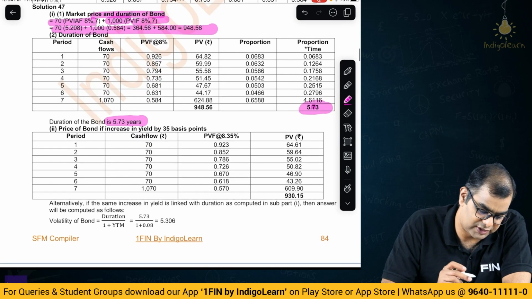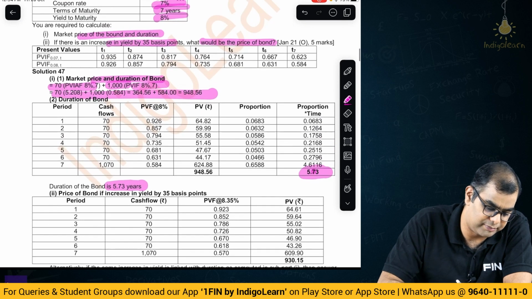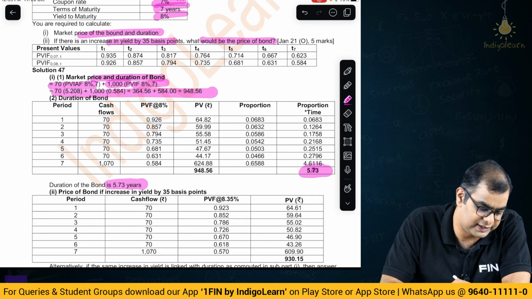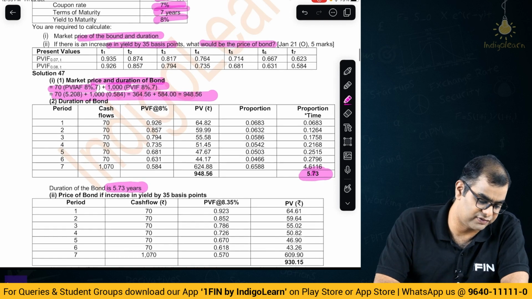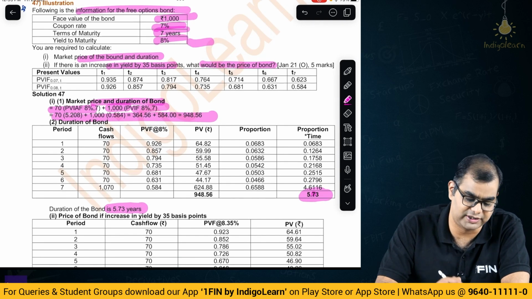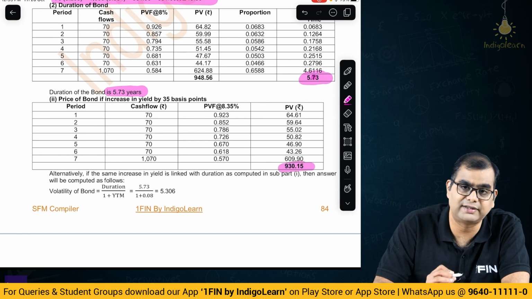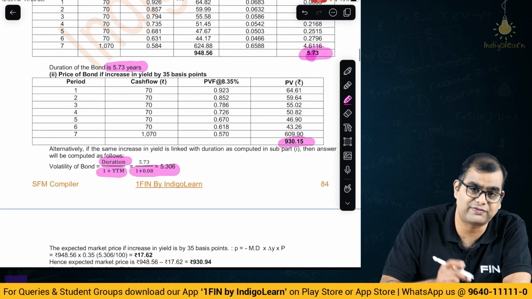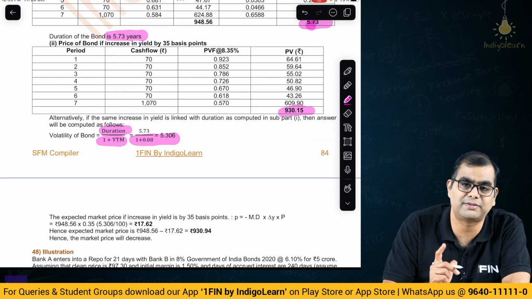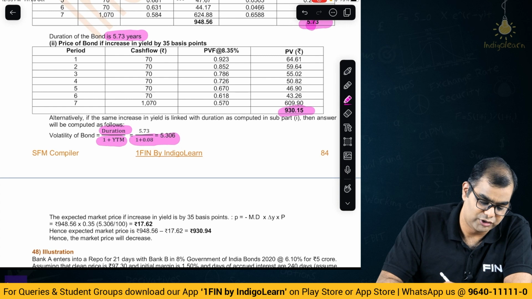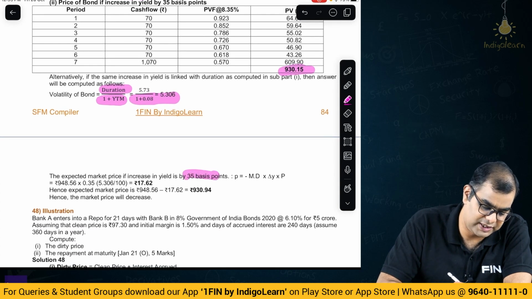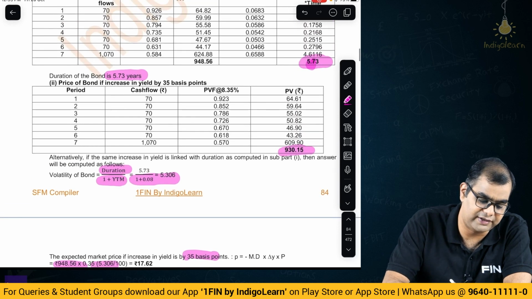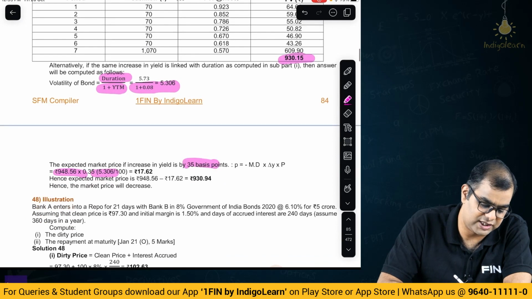So, if you have to compute for 35 basis points, you can do it either by taking the cash flows again at 8.35% instead of 8%, which is the current YTM. Take 8.35, that is one way, in which case you will get 930.15. But if you want to do it using modified duration, which is Macaulay duration by 1 plus YTM, which is 5.73 divided by 1.08, so you get 5.306. 5.306 is the percentage change in the price of the bond for a 1% change in yield. So for a 35 basis points yield change, it will be 0.35 into 5.306 into 948. Why 948? 948 is the current price. So you will get the change as 17 rupees.